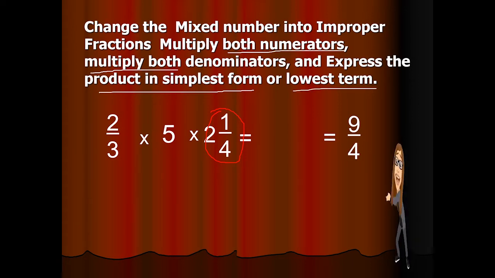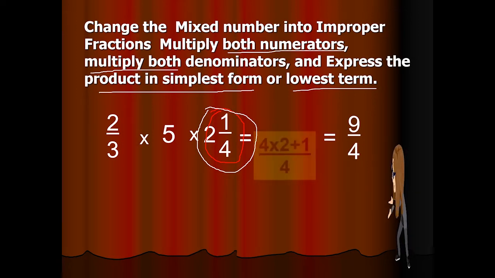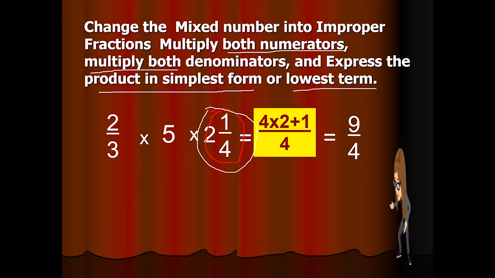So the first thing that we need to do is to convert this mixed fraction. We need to multiply 4 times 2 is 8 plus 1 is 9. Then we just copy the denominator. So the answer is 9 over 4. So next.